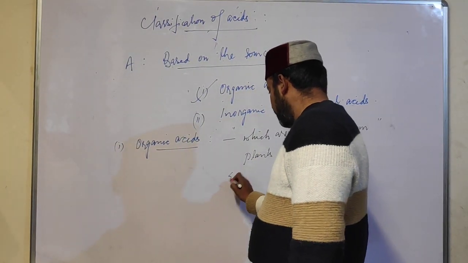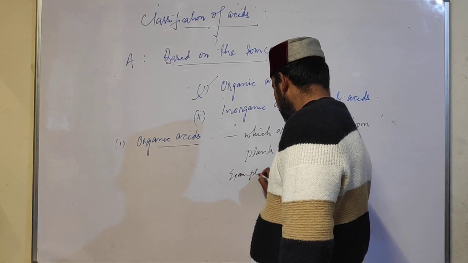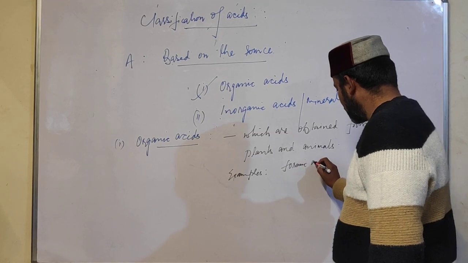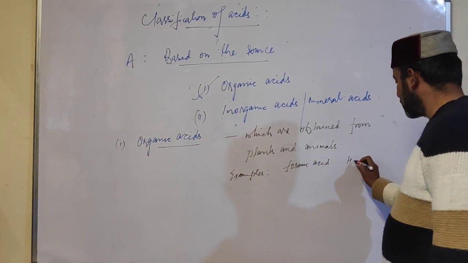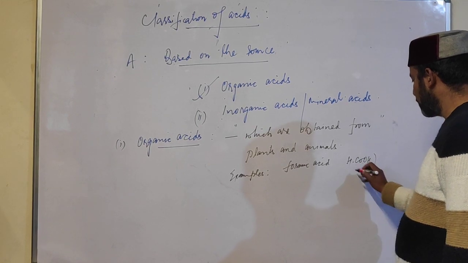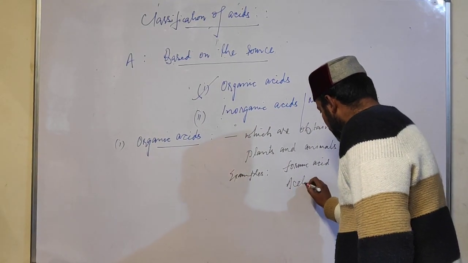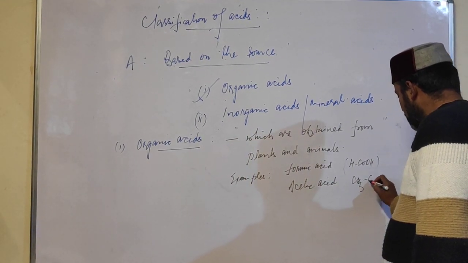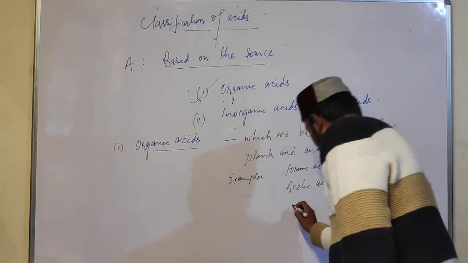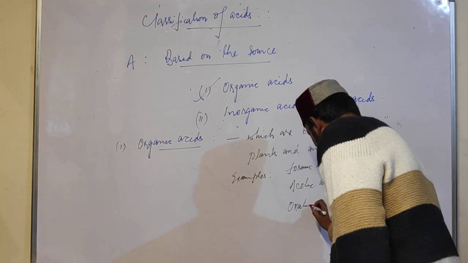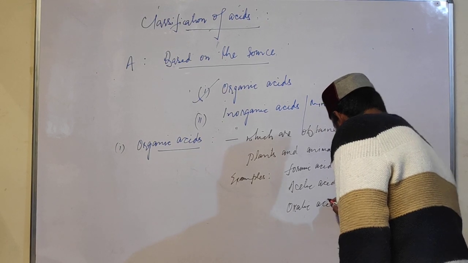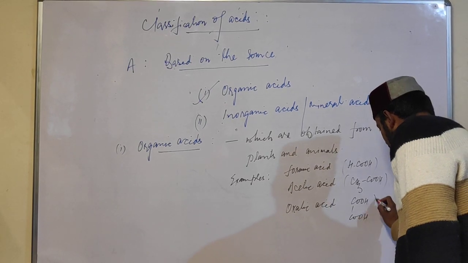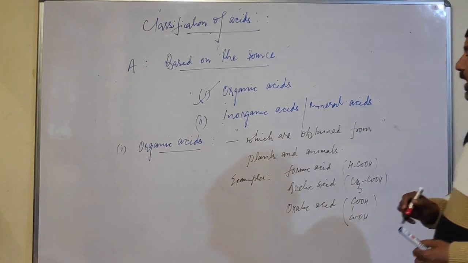I'm giving you some examples of organic acids like formic acid. Now the formula of formic acid is HCOOH. Then another example is acetic acid. Acetic acid is CH3COOH. Then I have another example, oxalic acid, which is COOH, twice actually, COOH and then again COOH. So these are some examples of organic acids.